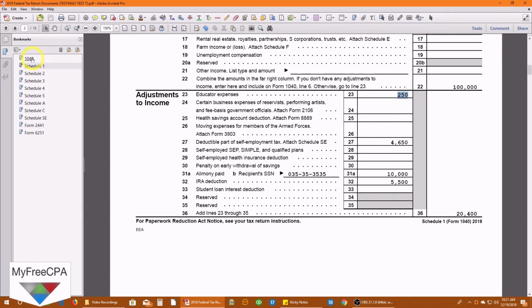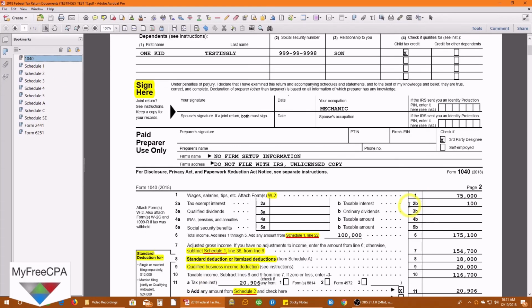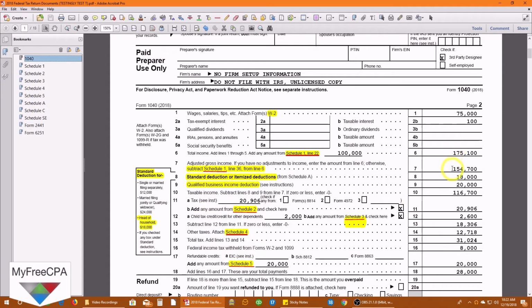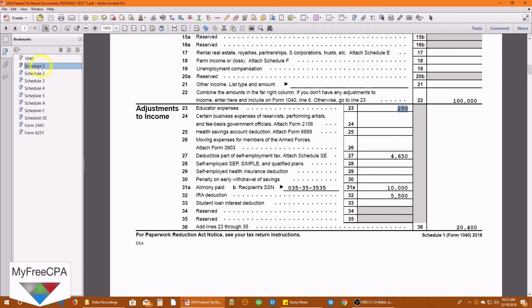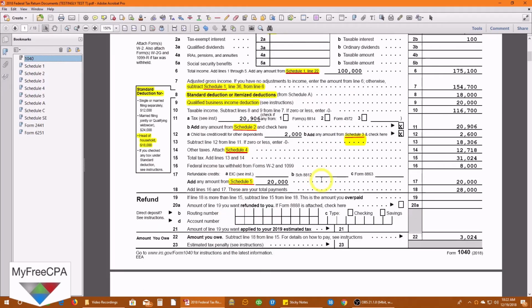Here's where it gets tricky. That $20,400 is the difference between 175 and 154. So this is the 175 less the adjustments from Schedule 1, $20,400, which gives us a net of $154,700. That's still our adjusted gross income. That's going to go on line 7. Remember, adjusted gross income is on line 7. It used to be at the bottom of the first page, which was simple. Now it's on line 7.